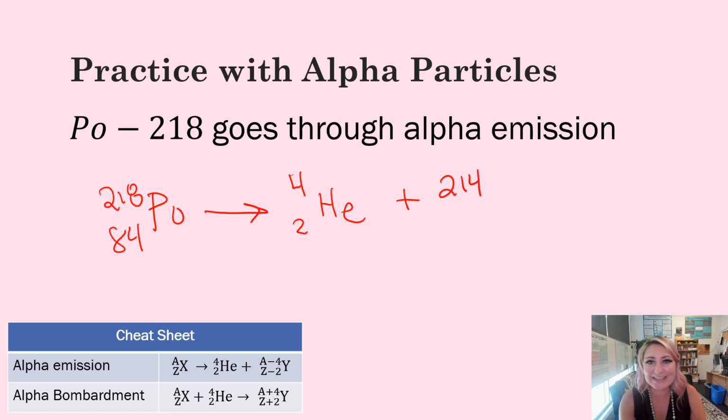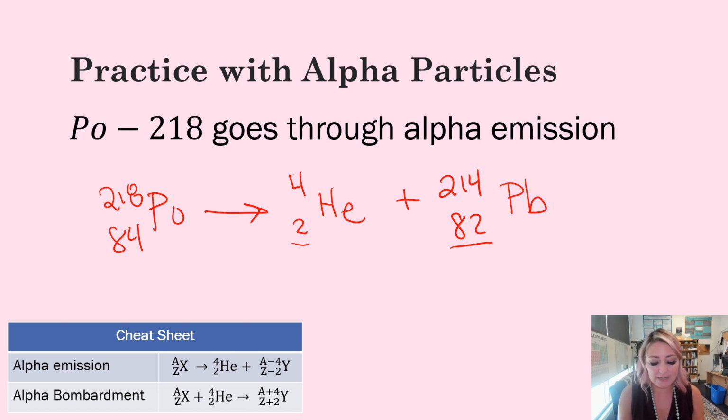This doesn't tell me the identity of anything. I need the atomic number for that. Well, originally we had 84 protons. We lost 2 to an alpha particle, so now we have 82. Winner, winner, chicken dinner. That's the number I need, because I look up on my periodic table, and number 82 is lead, Pb.